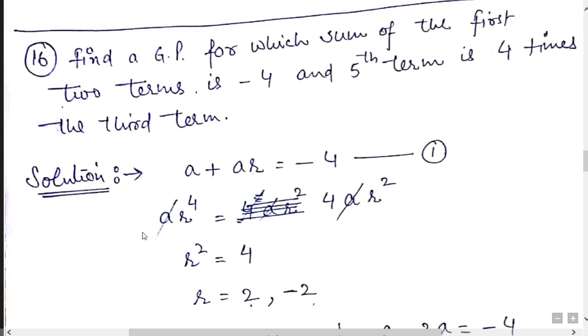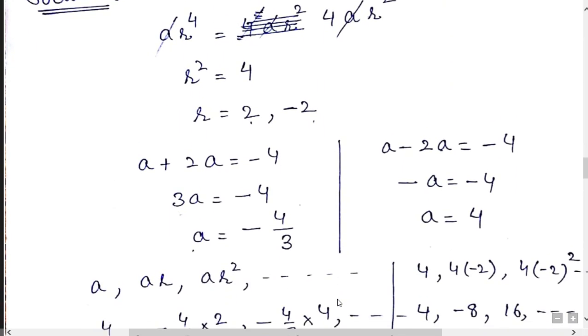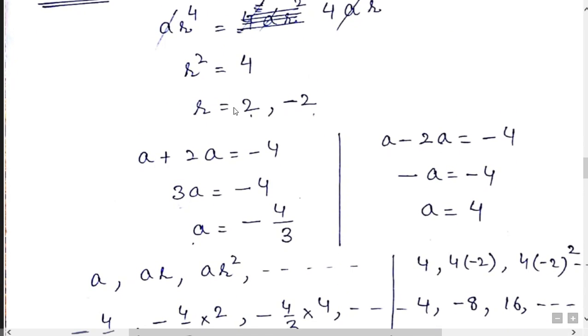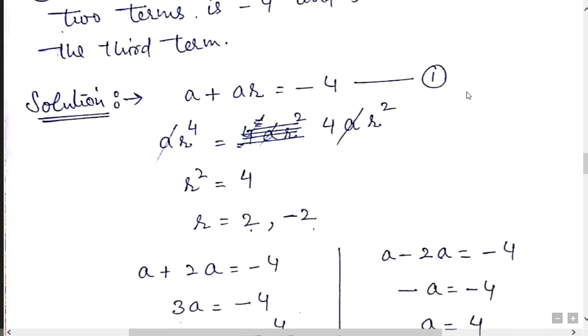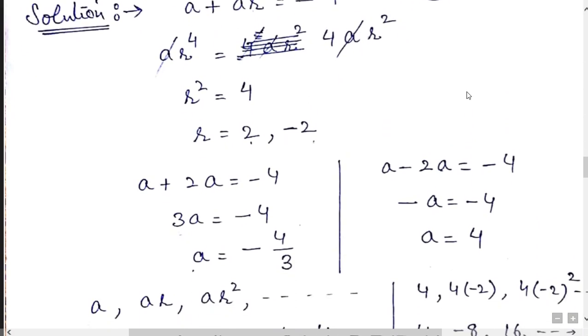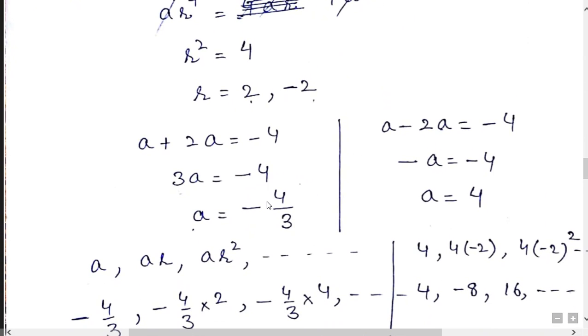Now simply cancel a from the left hand side and right hand side. And r square can be cancelled from r raised to power 4. It's only r square. It means you can find two answers. One is plus 2 and the second is minus 2. If I insert these values in the above statement, that is in number 1, I can find two values of a. One is minus 4 over 3, the second is 4.